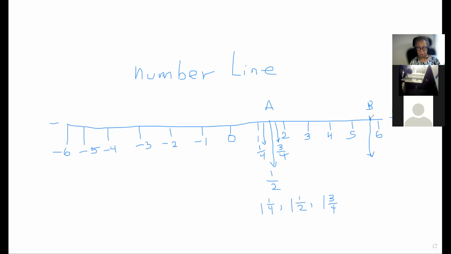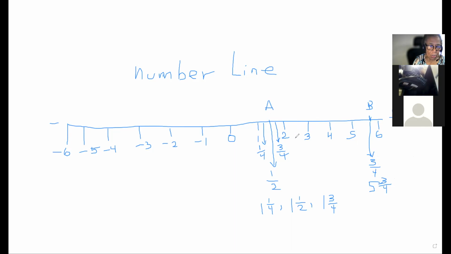So this point here is about, we'll call this 3/4, right? That's 3/4, but the number is really 5 3/4. It's a mixed number.